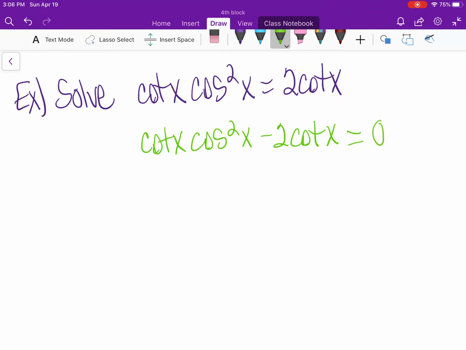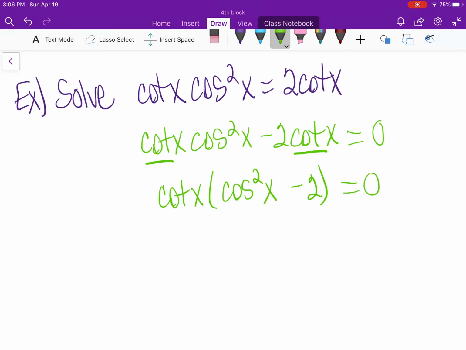Okay, so these two terms, when I look at those, there's a GCF. See how they both have a cotangent x in common? So I'm just going to pull that out as the GCF. When I pull that out, I have cosine squared x minus 2 equals 0. Okay, so now we're going to set each of these equal to 0.